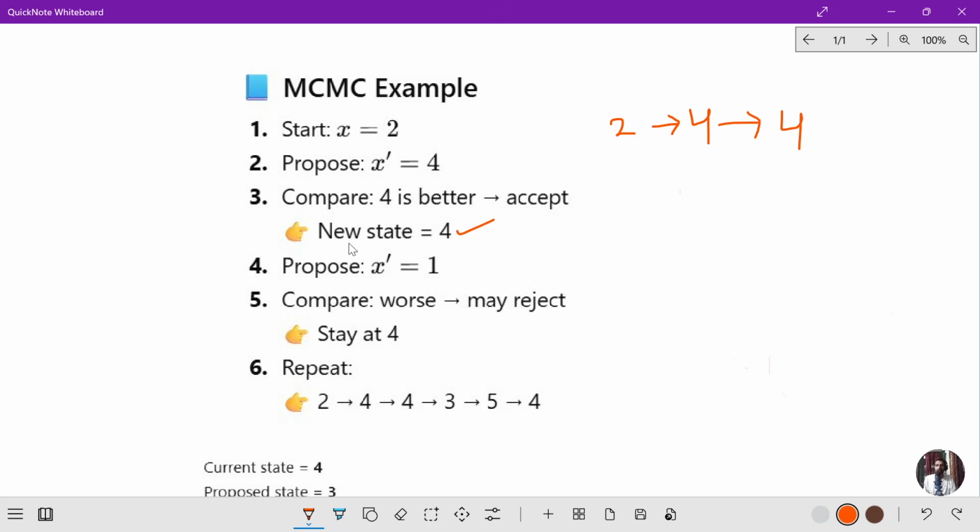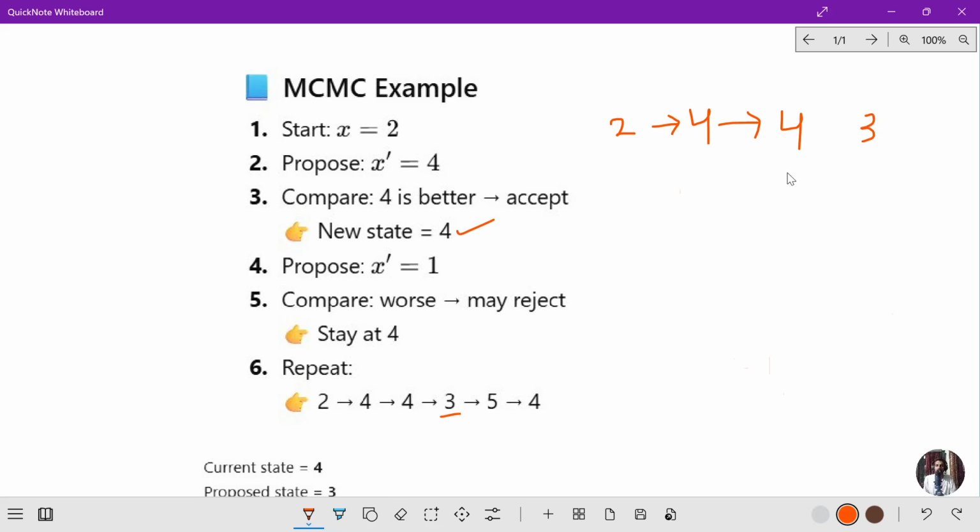Now what will happen? We need to compare, the proposed state is 1. So when you compare with 4, what will happen? The value 4 is greater than 1. Kindly ignore this one. Then what you have to do? After completion of 4, let us take 3. Okay, so let us take 3.